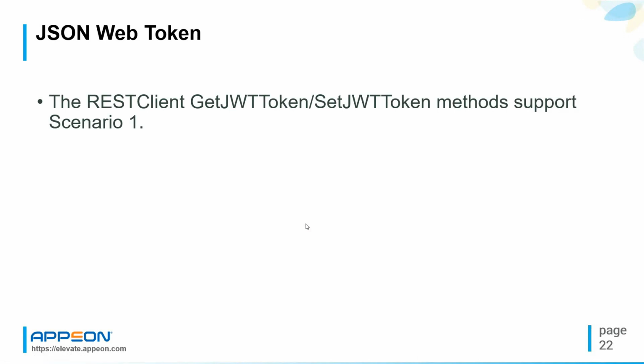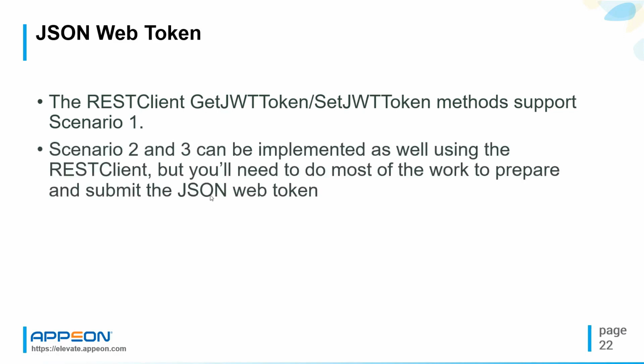Now I outlined there are three different JWT approaches. The get JSON Web Token and set JSON Web Token methods that are provided in PowerBuilder 2019 only support the first scenario, the one where you send in a username and password, you get a bearer token back, and you send back the bearer token on subsequent requests. The other two methods can be implemented as well, but they're going to need a little bit more work on the client end, and I've got a sample code that demonstrates how to address those other two scenarios.